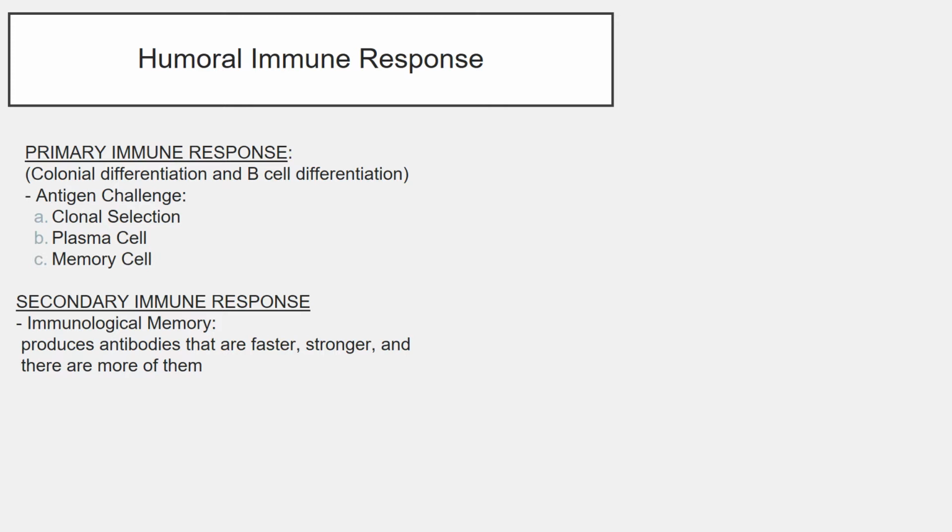Memory cells don't participate in the first attack, but the second time they see an antigen, they can immediately divide into plasma cells and memory cells and cause a secondary immune response. The secondary immune response is immunological memory. It is faster and stronger, with cells producing antibodies within hours instead of days. These antibodies are faster, stronger, and there are much more of them.